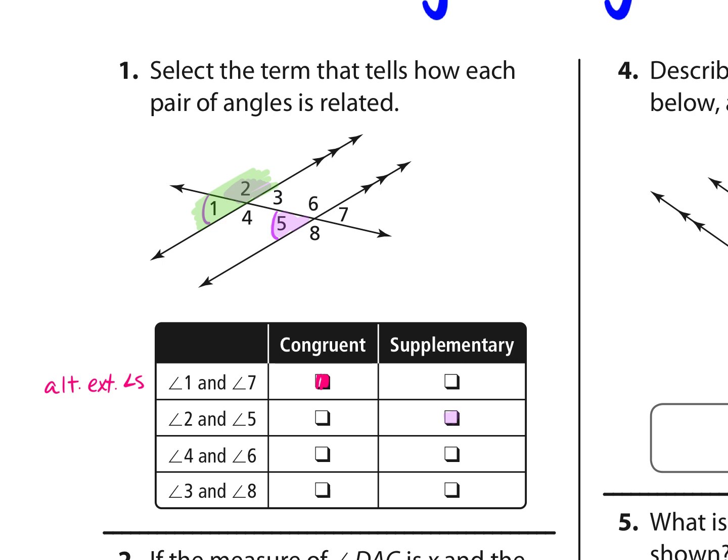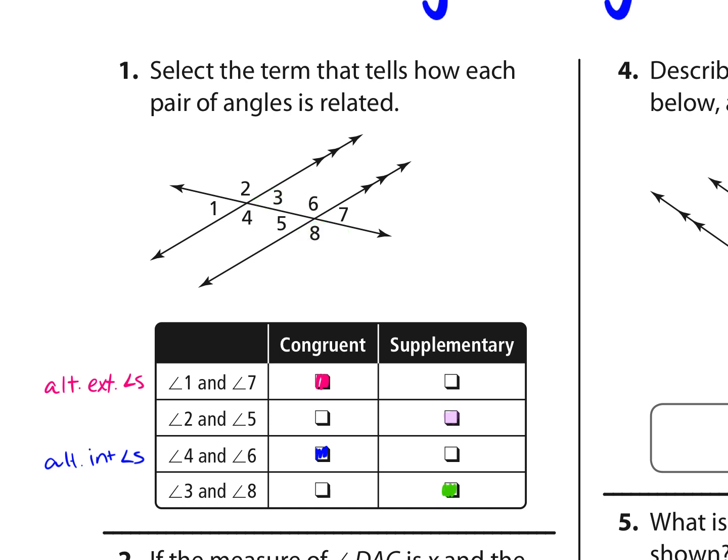Okay, our next set of angles, angles 4 and 6, notice they're both obtuse angles, so they're going to be congruent to each other. I can also tell that they are congruent because I know they have a special angle relationship. They are on alternate sides of this transversal line, and they are inside the parallel lines, so they are alternate interior angles. Last, we have angles 3 and 8. 3 is acute, 8 is obtuse. They would just be supplementary to each other.